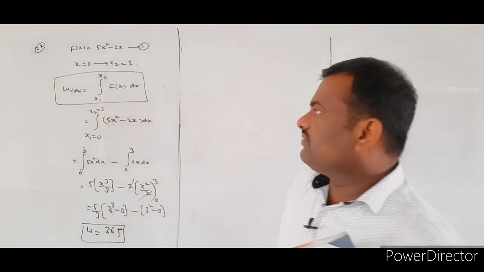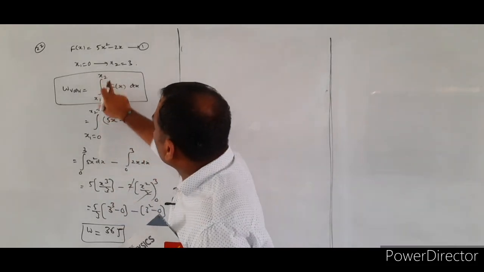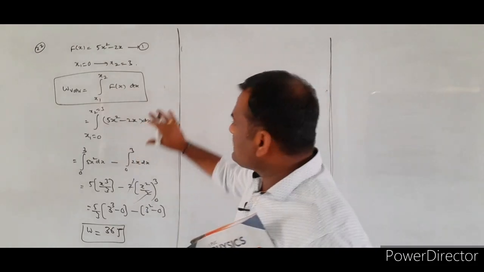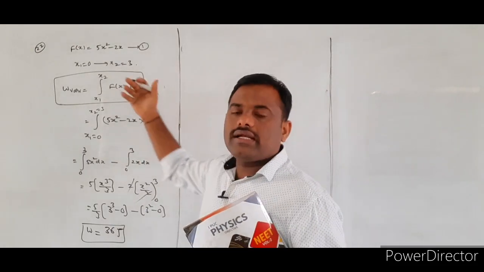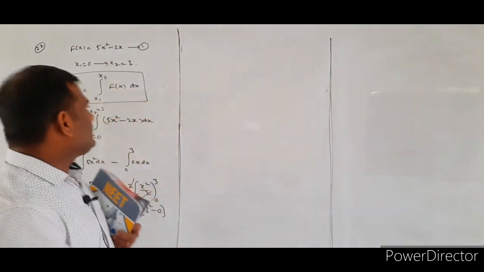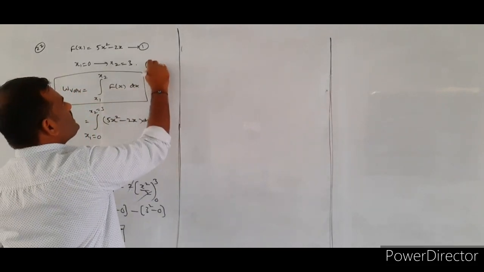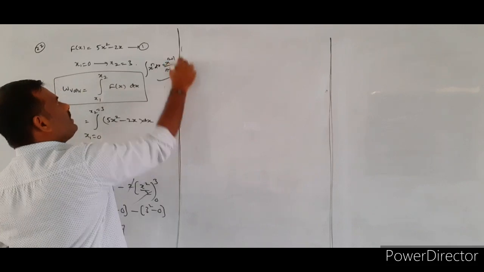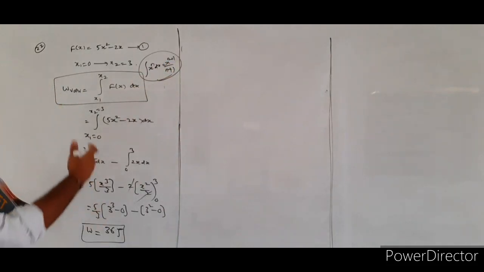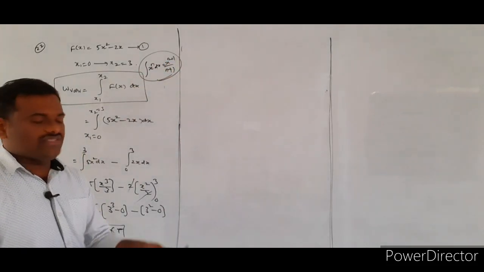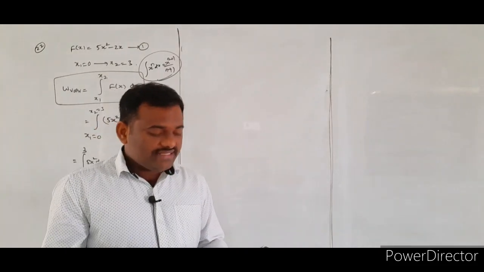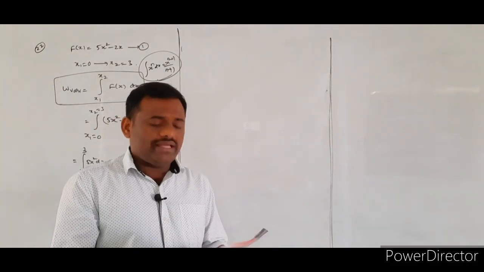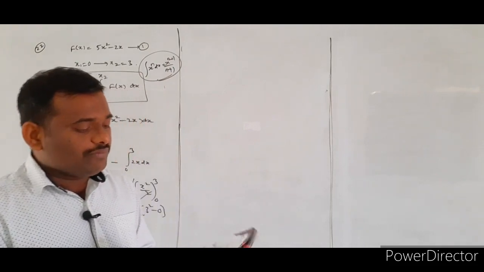Work done by the variable force is equal to the integral from x1 to x2 of f(x) dx. Simply we have to do the integration. Already we know the formula: the integral of x^n dx is x^(n+1) by (n+1). So this formula we have to remember, and by using it, we solve this type of numericals. Very important. And see one more problem related to the work done by the variable force. It is also a very important problem.